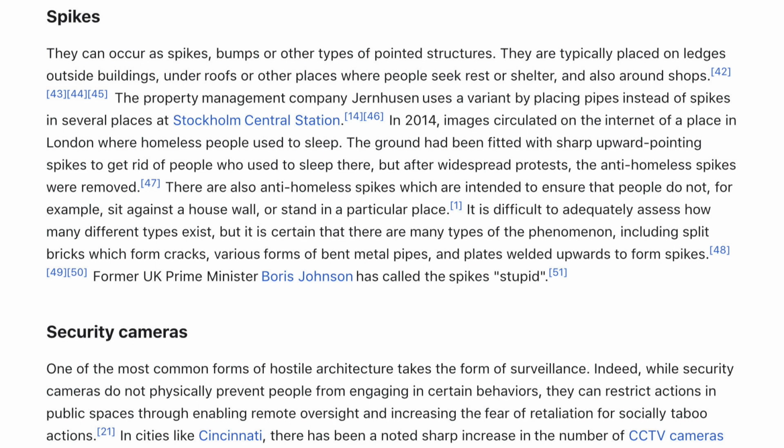There are also anti-homeless spikes, which are intended to ensure that people do not, for example, sit against a house wall or stand in a particular place. It is difficult to adequately assess how many different types exist, but it is certain that there are many types of the phenomenon, including split bricks, which form cracks, various forms of bent metal pipes, and plates welded upwards to form spikes. Former UK Prime Minister Boris Johnson has called the spikes stupid.